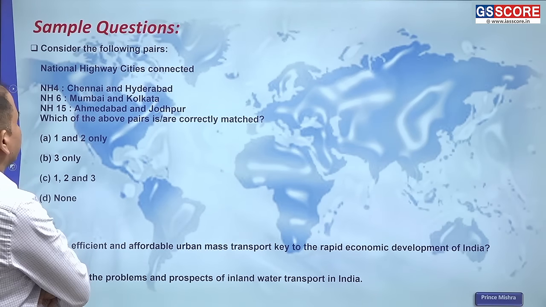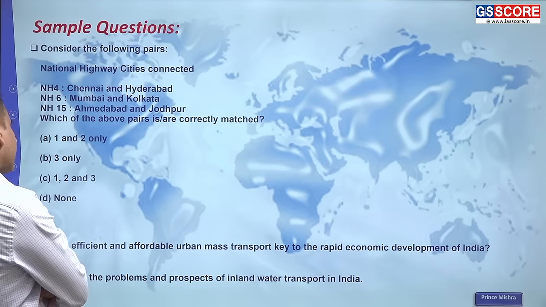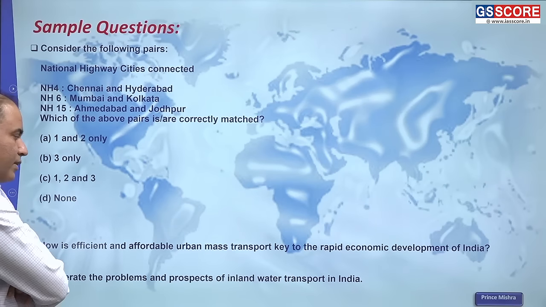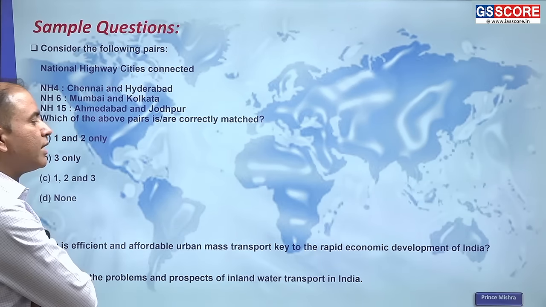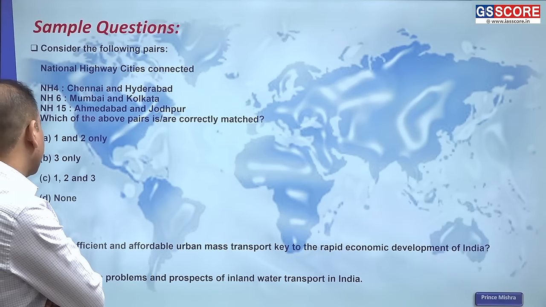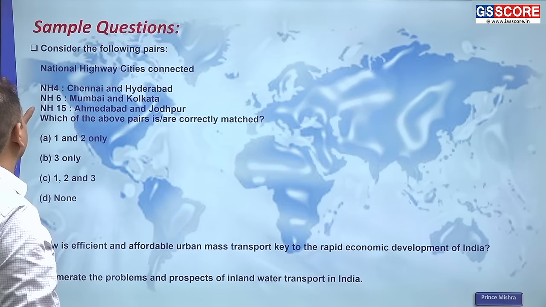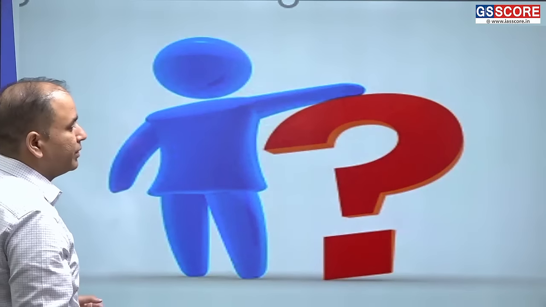Consider the following pairs: national highway, cities connected, that is NH4, NH6, 15. Then in the mains examination: how is efficient and affordable urban mass transport key to the rapid economic development in India? Then a question like: enumerate the problems and prospects of inland water transport in India. So all these things you need to prepare for transport.